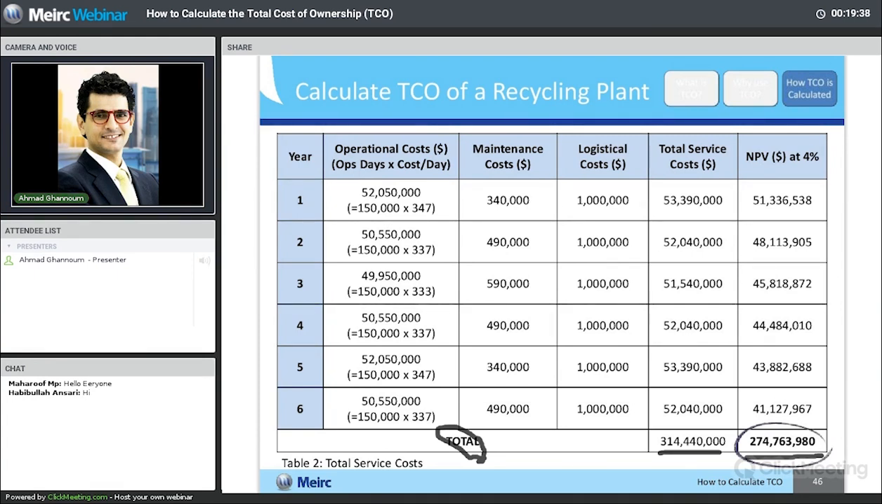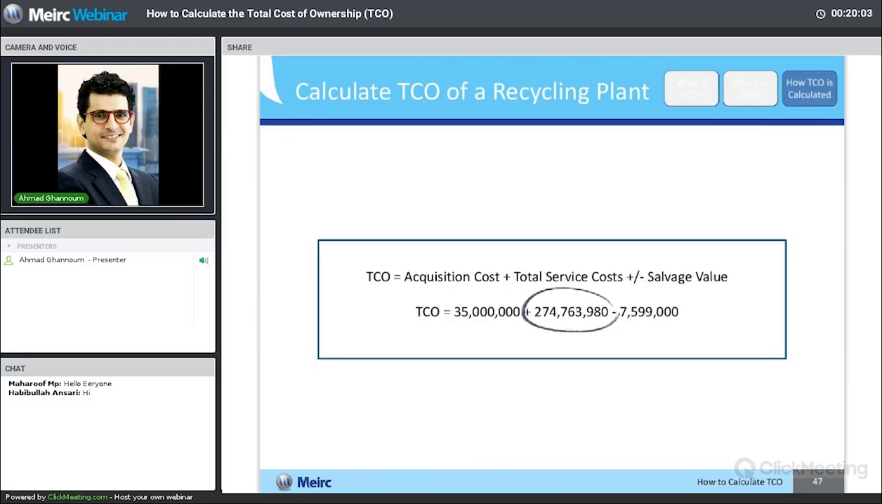It's significant because it's going to mean the difference between me actually going ahead with the investment or saying, you know what, this is actually an extra $40 million, which is close to 12 or 13% of my investment, and that could eat up all your profits, and therefore the investment is not going to be a good one. So this figure then, the $274,763,980, is exactly the figure that we are going to plug into our equation in order to calculate the total cost of ownership. Again, remember, this is discounted at 4% from years 1 to 6.